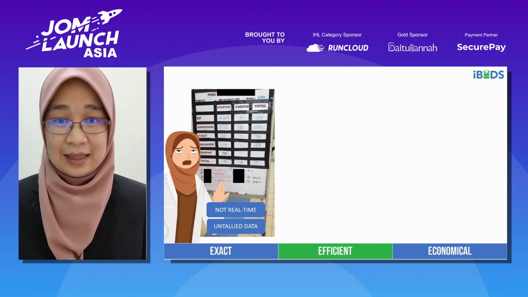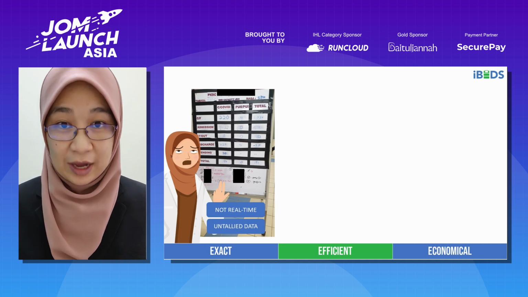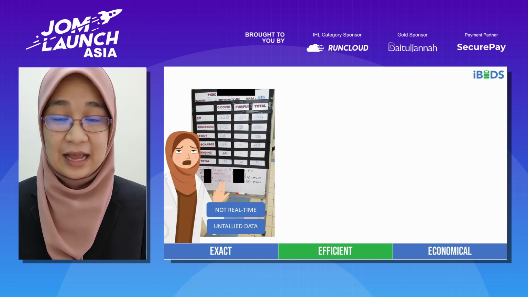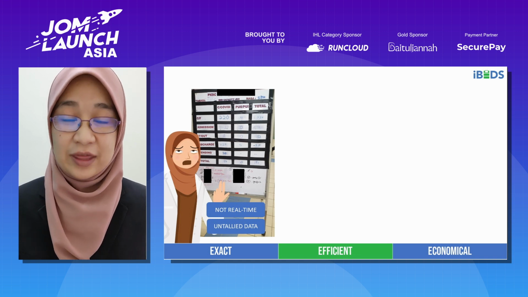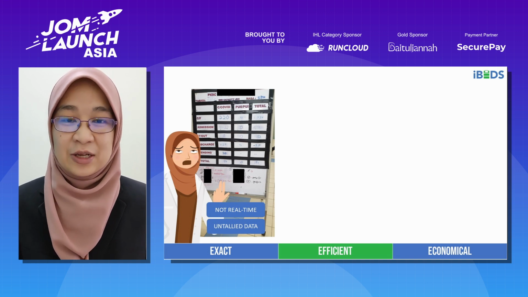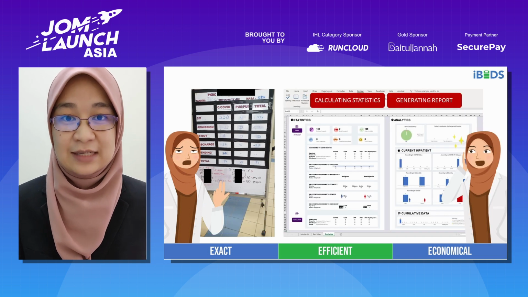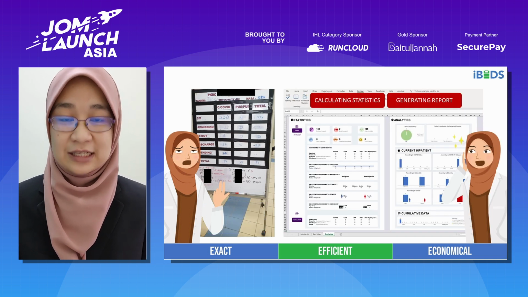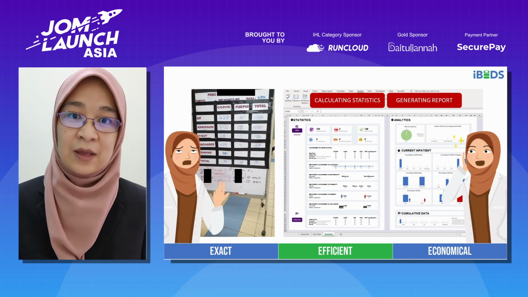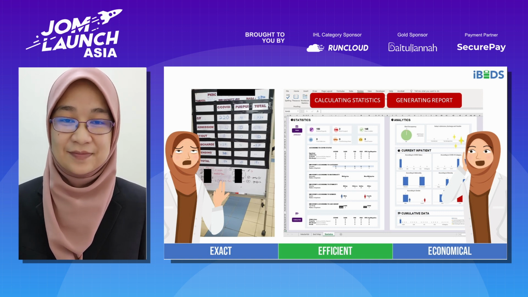Imagine that currently the system is that we have to write it on a whiteboard with a marker pen, updating and calculating with a calculator. So this can cause a lot of untallied data and errors as well. So with Ibeds, to increase the efficiency, we have automated the page of statistics and analytics, linking it to the master list.